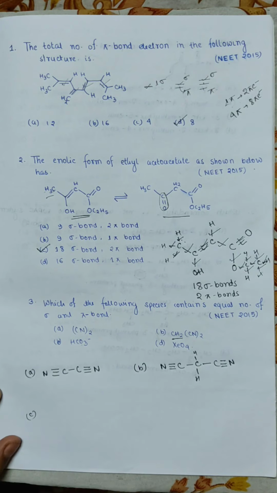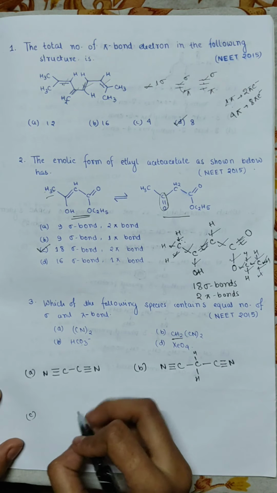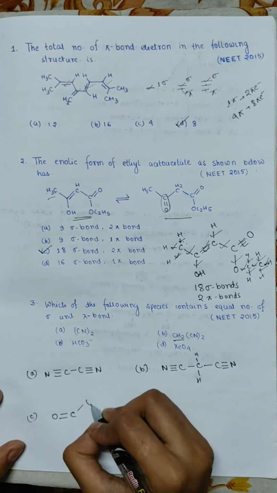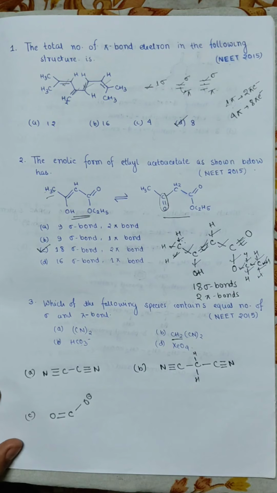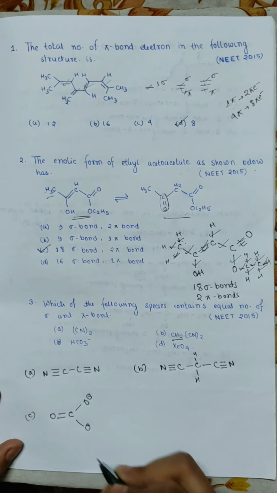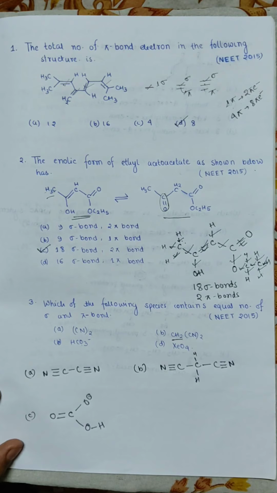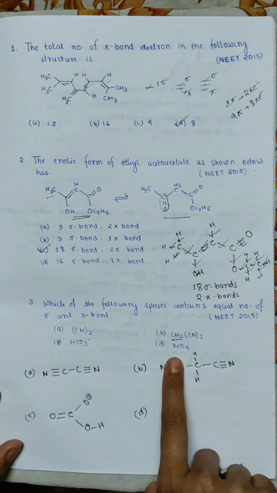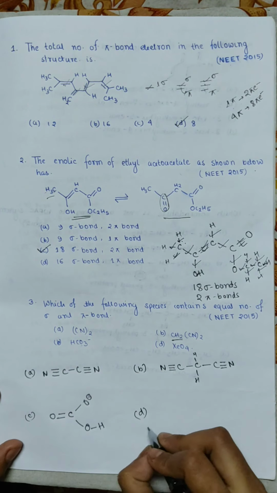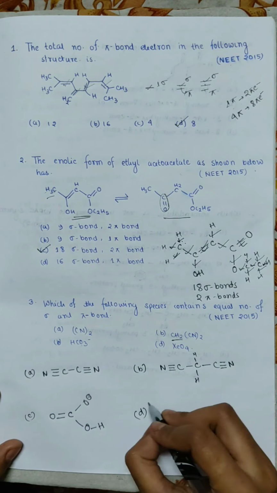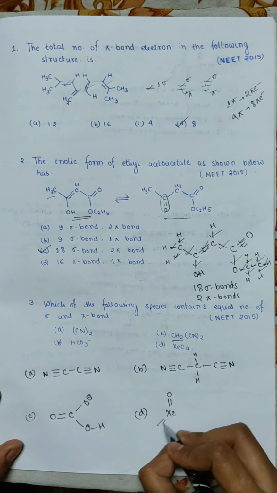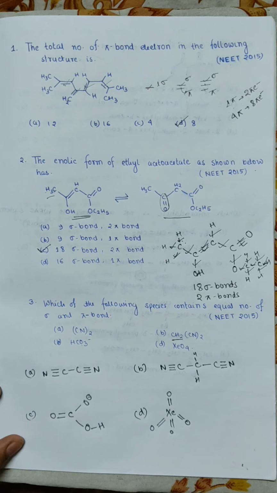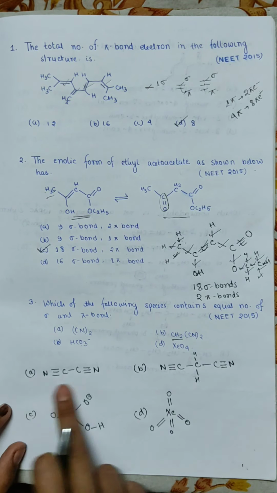Option C has HCO3. So this structure is carbon double bonded with oxygen, single bonded with another oxygen which has a negative charge over itself, and bonded with another OH group. The next is option D, that is XeO4. This structure is xenon in the middle and 4 oxygens double bonded with xenon. Now coming to the sigma and pi bonds in all these structures.